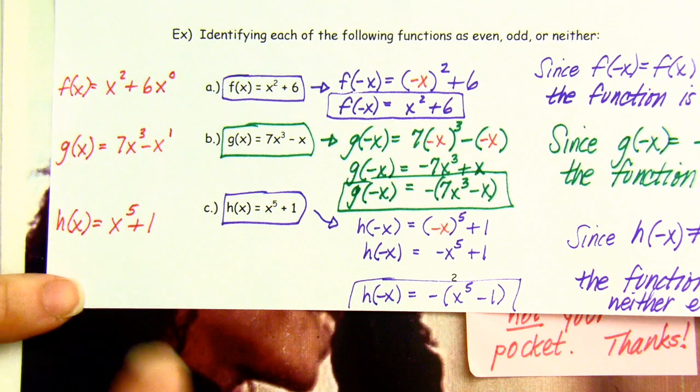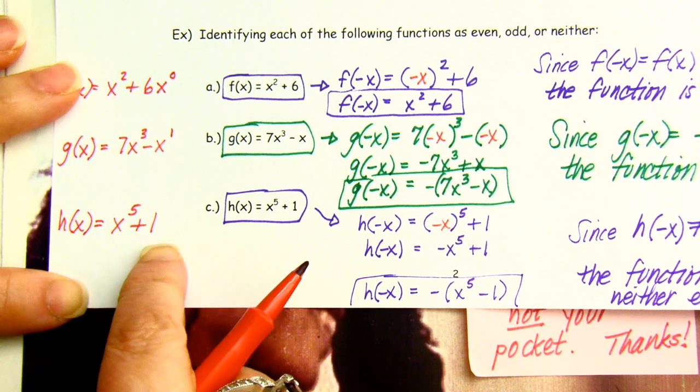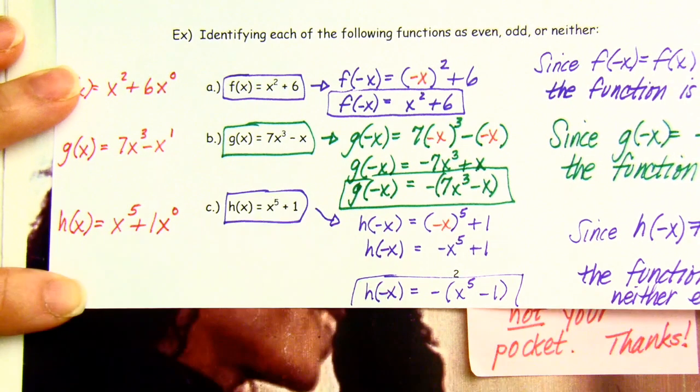And this here, I have x to the power of 5 plus 1. Again, this is a constant. So for each time you have a constant term, you want to insert an x to the power of 0 right next to it.